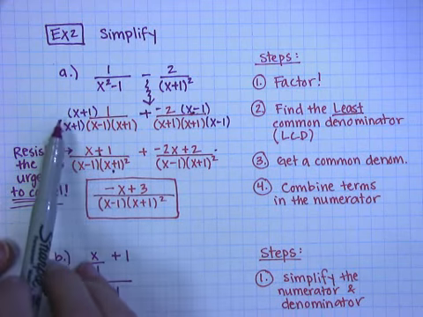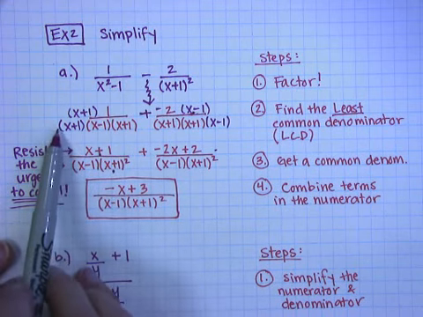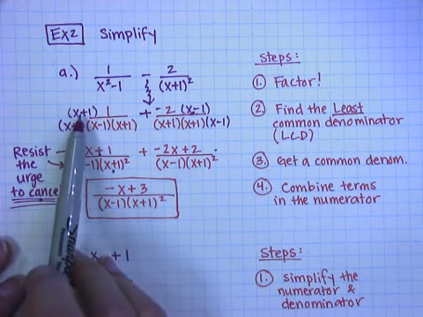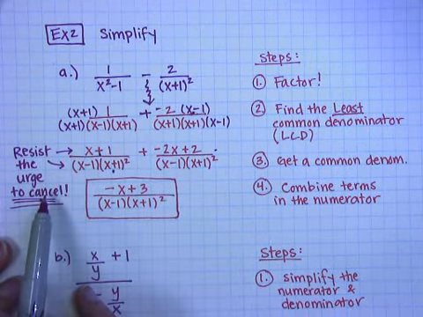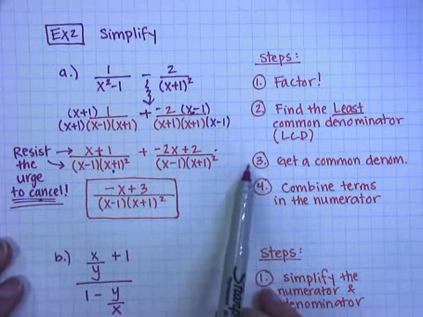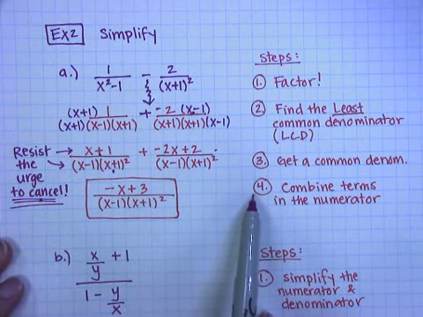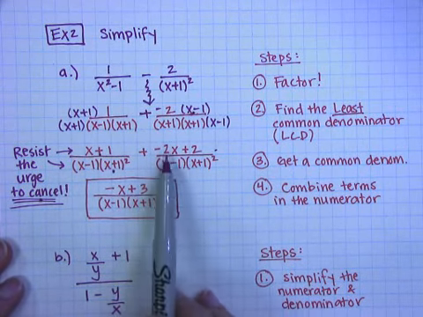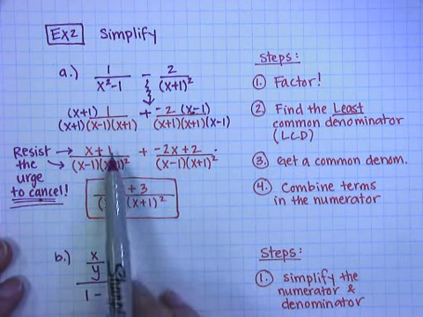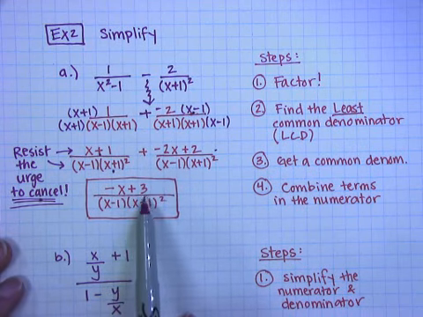The reason you see it, though, is because you put it there. You actually put the x plus 1 on top. And so you have to resist the urge to cancel, and instead, after you get a common denominator, you're going to combine like terms. So x plus a negative 2x is negative x, 1 plus 2 is 3.